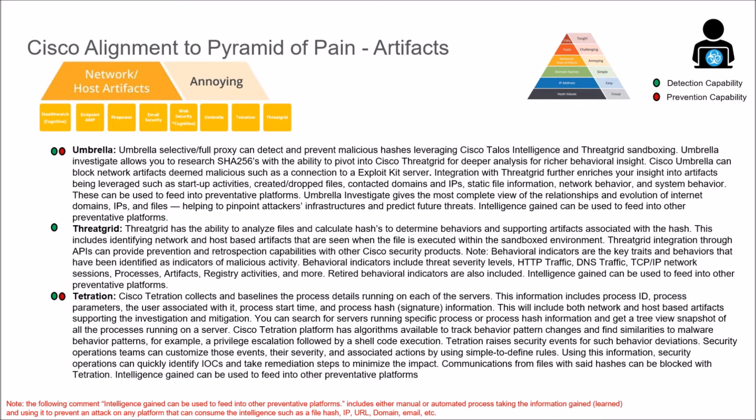The goal here is to find an opportunity to mitigate that risk, and having the intelligence or insight into all of the components that make up the threat is certainly going to help you achieve that. Threat Grid has the ability, so now we're looking at a detective capability, and obviously calculates hash to determine behaviors and supporting artifacts associated with the hash. This includes identifying network and host-based artifacts that are seen when a file is executed within a sandbox environment.